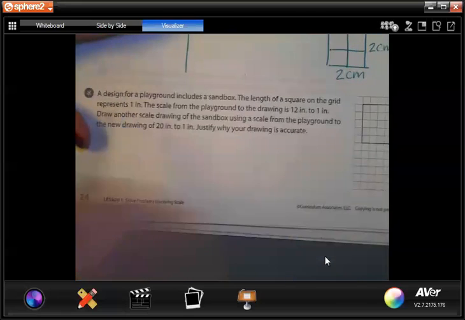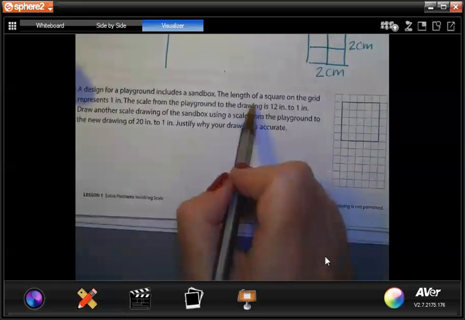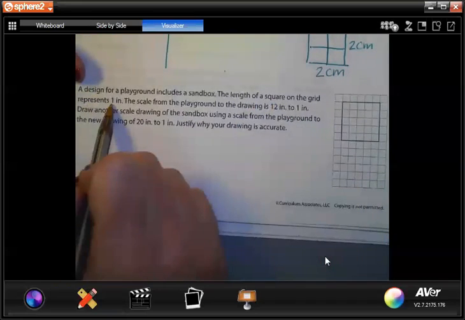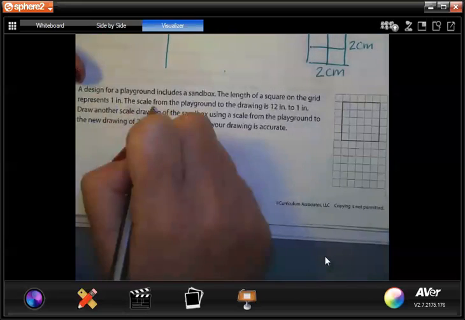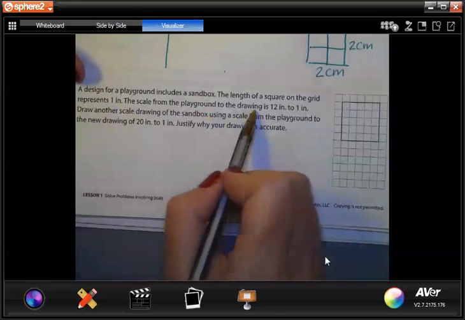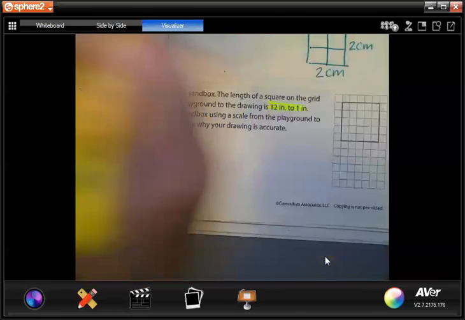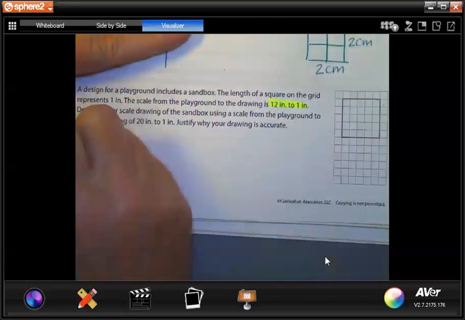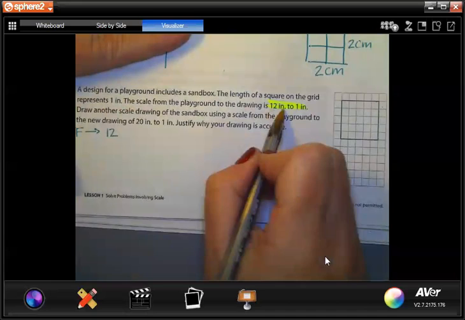Okay, all right, last example. A design for a playground includes a sandbox. The length of a square on the grid represents 1 inch. So each one of these is 1 inch. The scale from the playground to the drawing is 12 inches to 1 inch. So what we know is our scale factor is 12 inches to 1 inch.